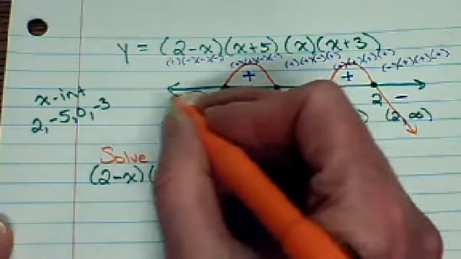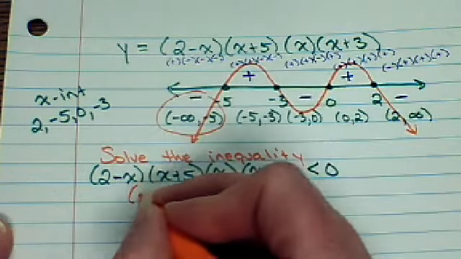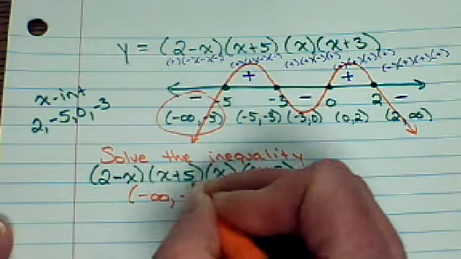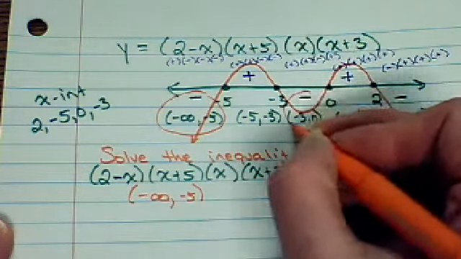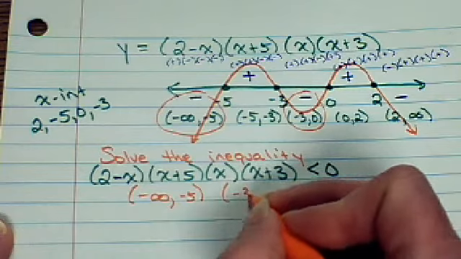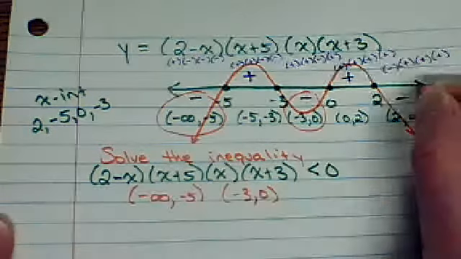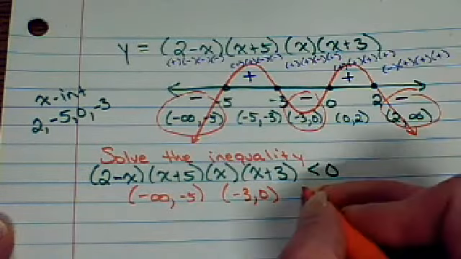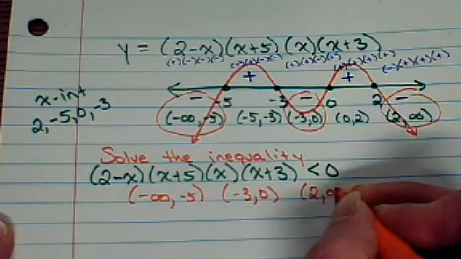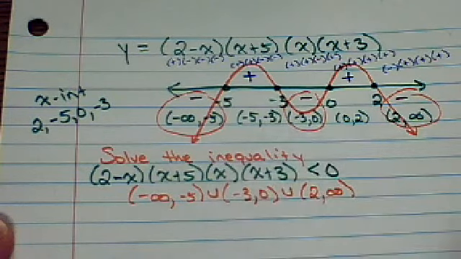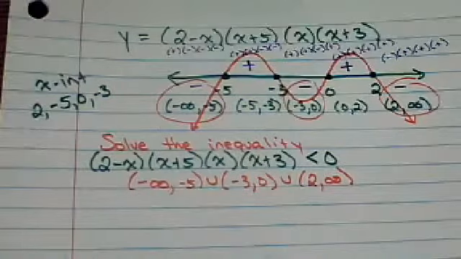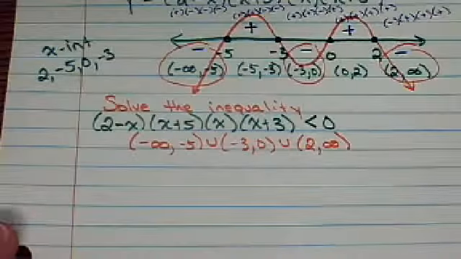Well, this one gives me a negative answer. This one gives me a negative answer. And that one gives me a negative answer. And I'm going to connect them with U's. That means we're unioning those three pieces.